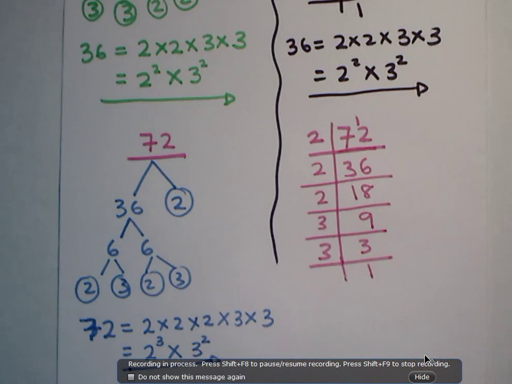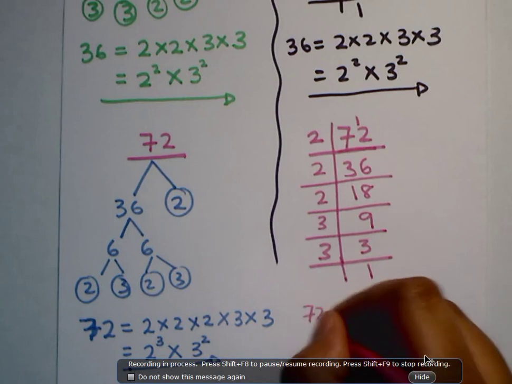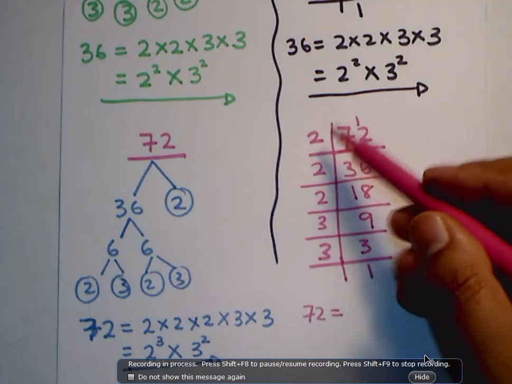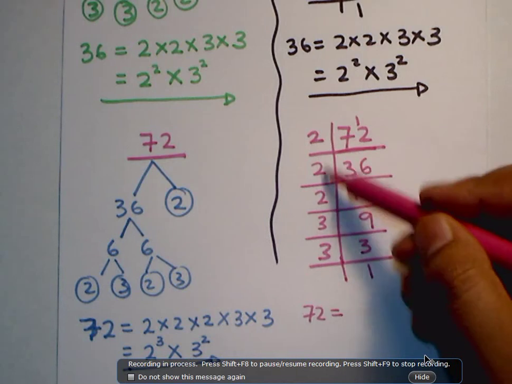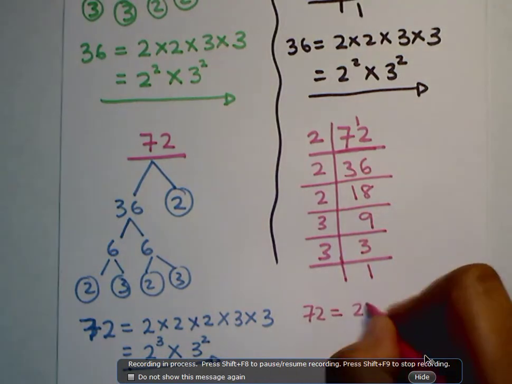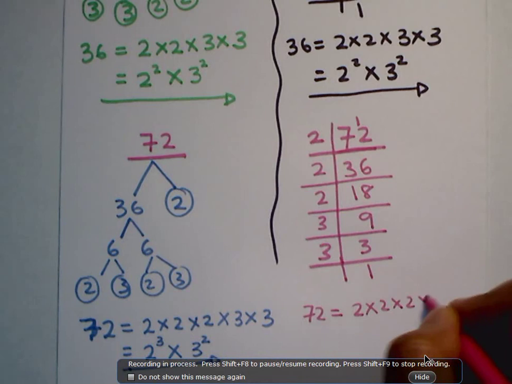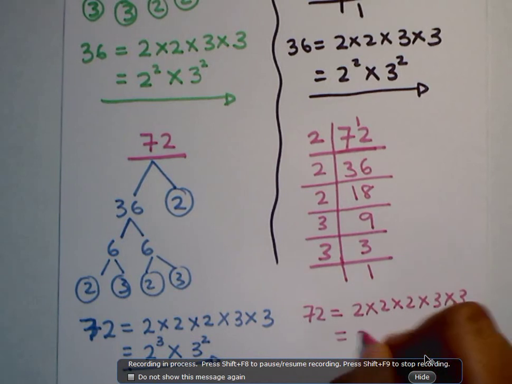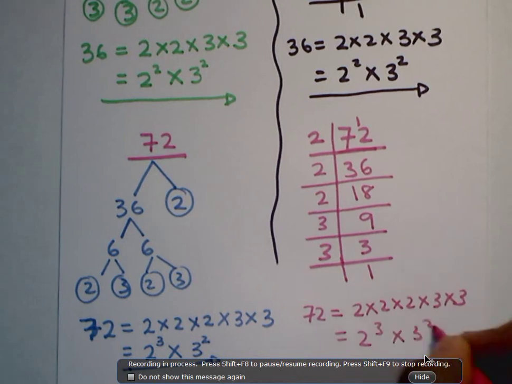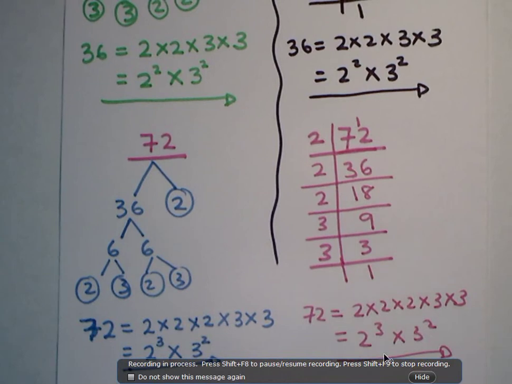And then finally, I say 72 is made up of, and this is a much easier way because you're going in order. So your numbers are just lined up for you already. 2 times 2 times 2 times 3 times 3. So you have 2 to the power of 3 times 3 to the power of 2. And that's all. Quite easy, hey? Good luck.